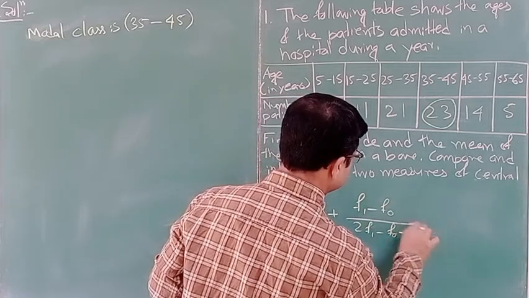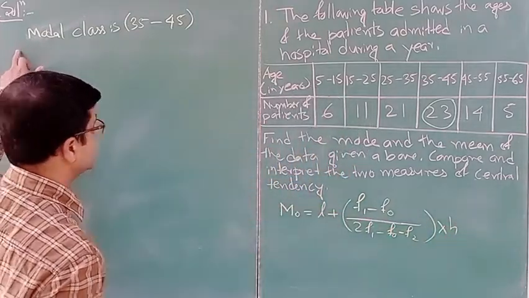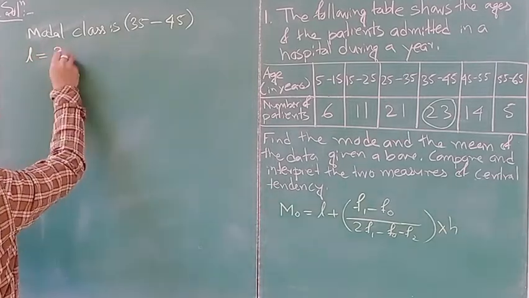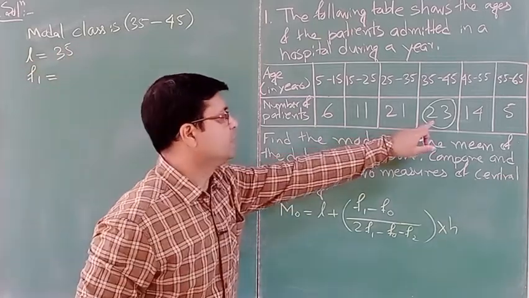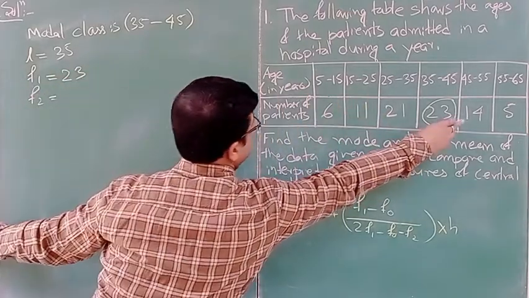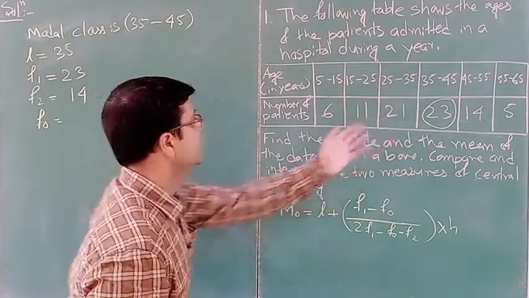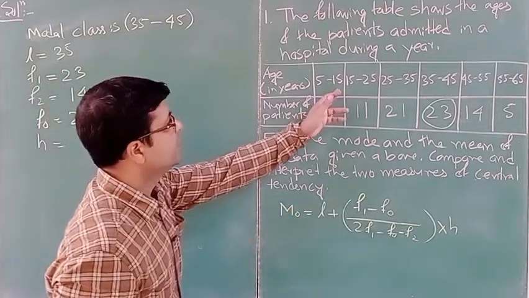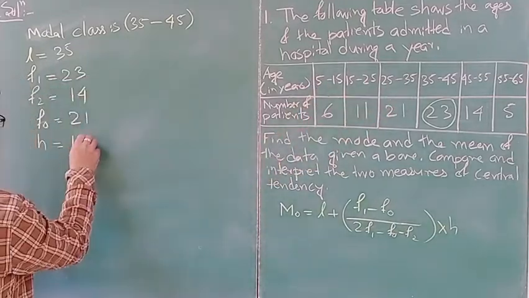Now we know the formula for mode is L plus (F1 minus F0) divided by (2F1 minus F0 minus F2), into H. So we have to write the values. L is the lower limit of the modal class, it is 35. F1 is the frequency of the modal class, it is 23. F2, the succeeding one, is 14. F0, the preceding one, is 21. And what is left? H, the class size, 15 minus 5, it is 10. Wherever it is uniform, so it is 10 here.